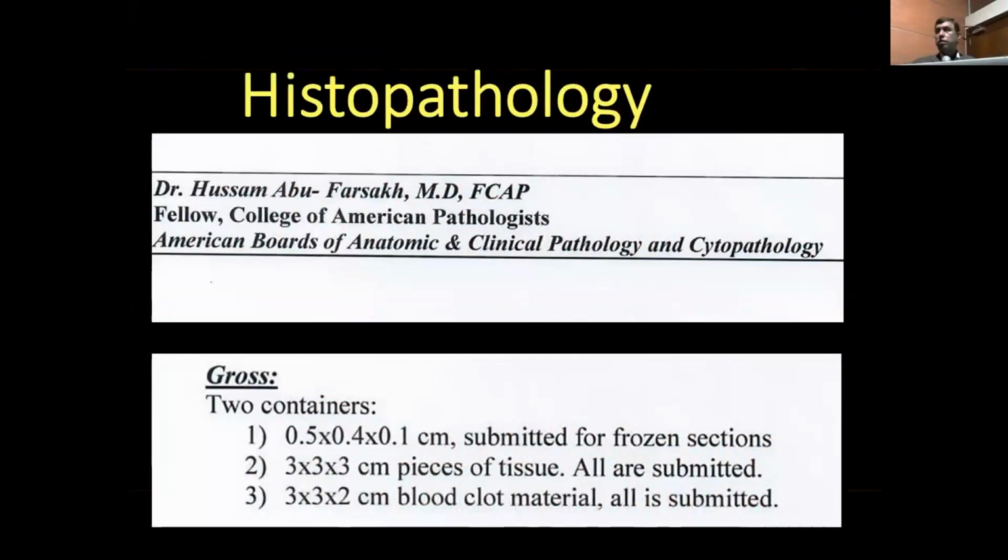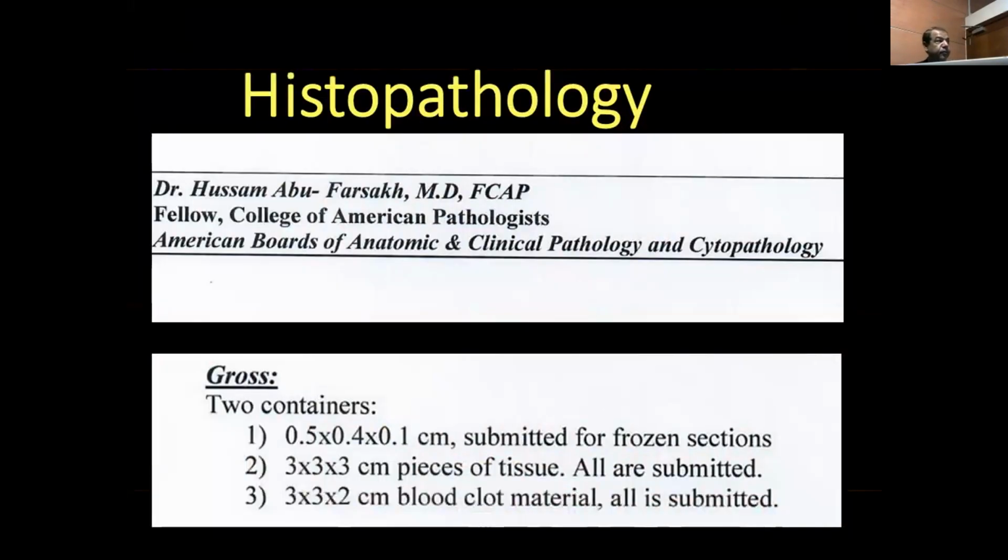Okay, histopathology. This case was sent for frozen section. Look at this: 3 by 3 by 3 centimeter, 3 by 3 by 2 blood clot with the tumor. In the frozen section, it is 0.3 millimeter. Useless. You can see the tumor actually was, most of the tumor, 95% was necrotic tumor.